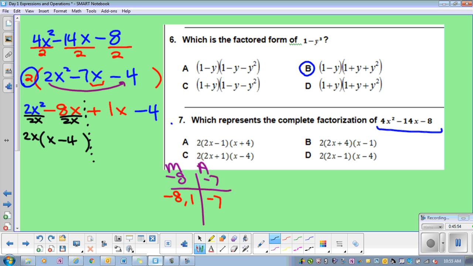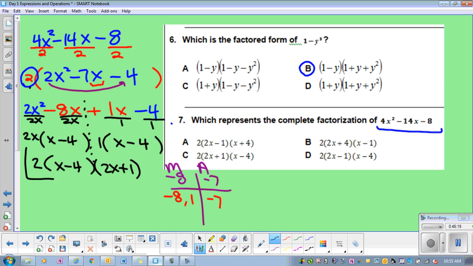On the right-hand side, what is your GCF? It is 1, the only number that'll work. Then you have x minus 4. I know we did this right because the parentheses match. So it's going to be x minus 4, 2x plus 1. Don't forget to bring down that 2, your GCF. And there you go. Which one is that? All right, questions?